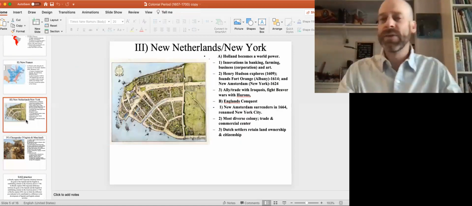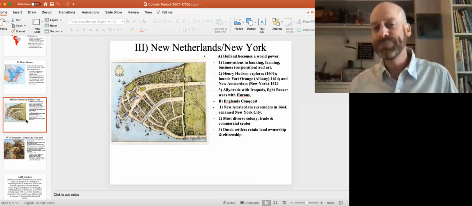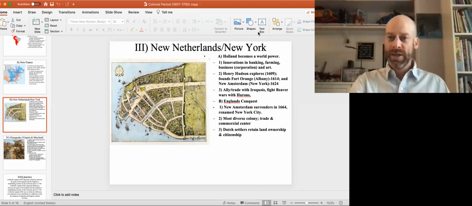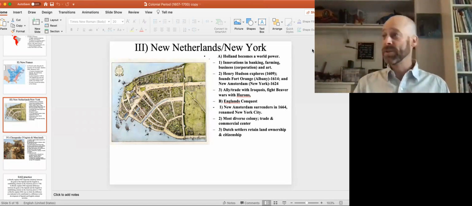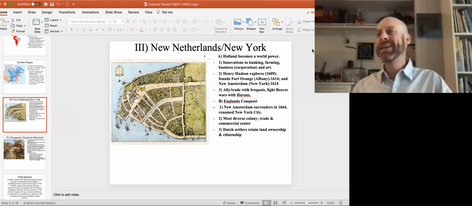Now we have New Netherlands, New York. This is the Dutch. So if you've seen a map of Europe, Holland is this tiny little country that is wedged between Germany to the east, France to the west, and England to the north, which is an island country. But those three countries kind of surround and threaten Holland and always have. Today, Europe is a very peaceful place and everybody kind of gets along. But back in the day, it was not the case.